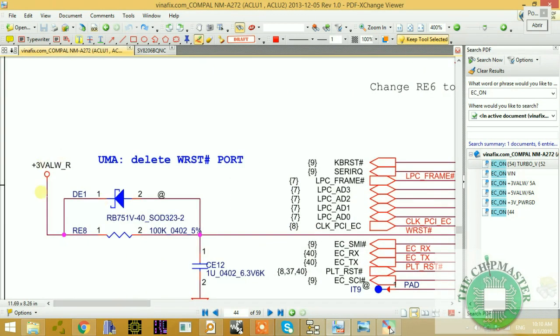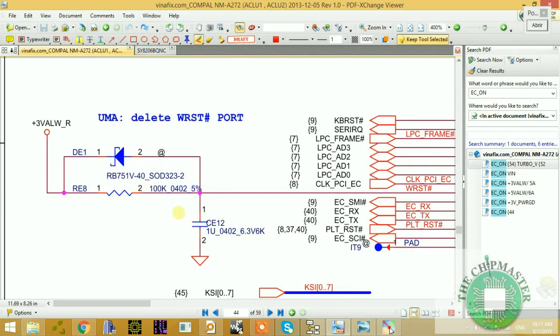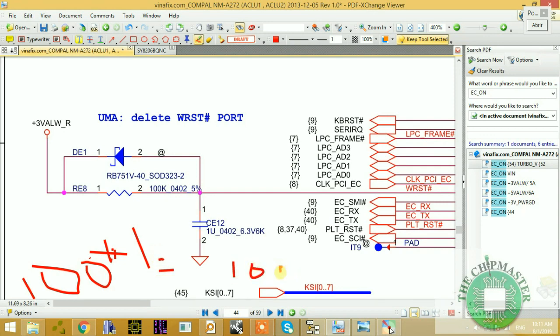As you can see, this 3 volt is coming through this 100k resistor. So our resistor is multiplied by our capacitor: 100k, which is this resistor, and this 1 microfarad capacitor. So that's 100 multiplied by 1, and it takes approximately 100 milliseconds for it to generate EC reset. This is a bit long.